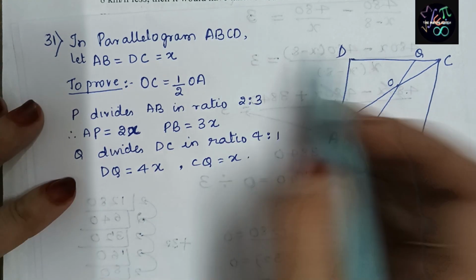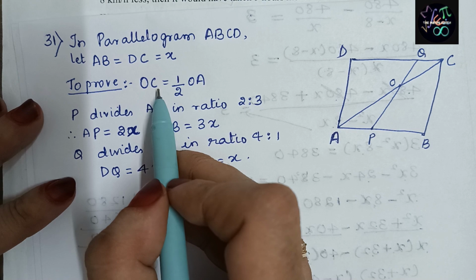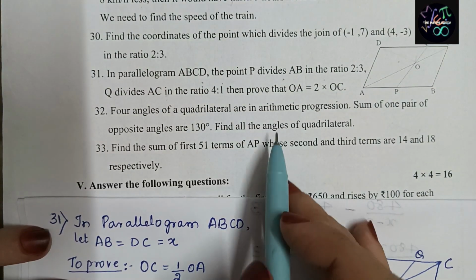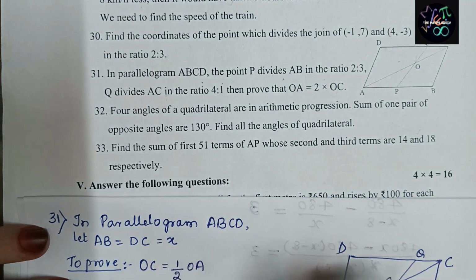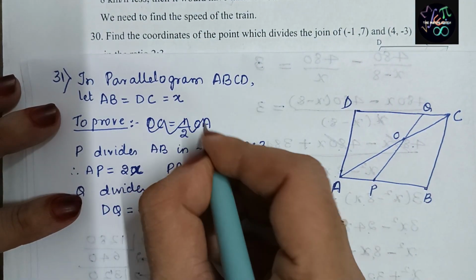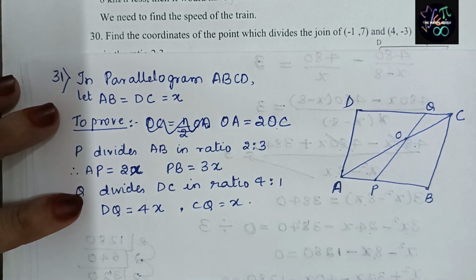I have written everything. To prove what they have told: OA is equal to 2OC. By mistake, I had written it a little bit wrong here. OA is equal to 2OC. This we have to prove.